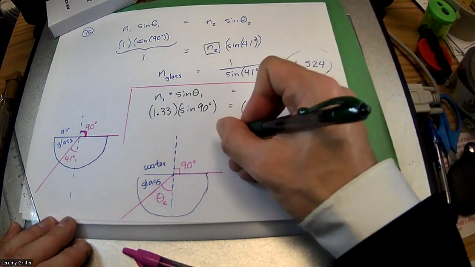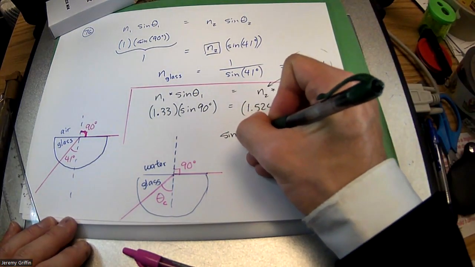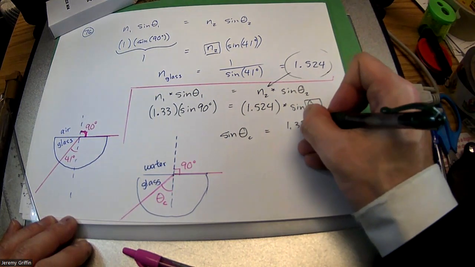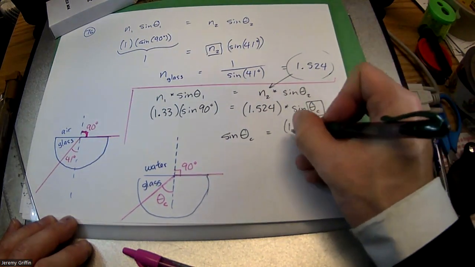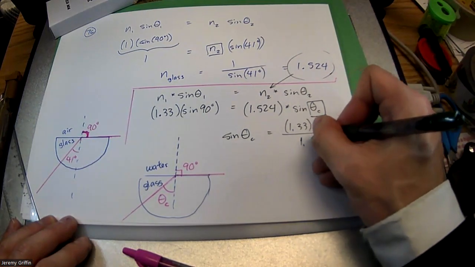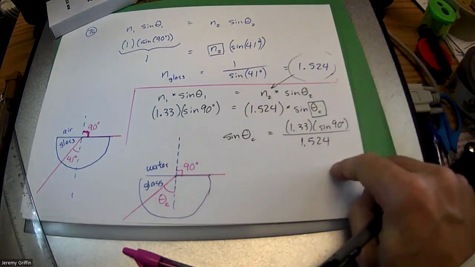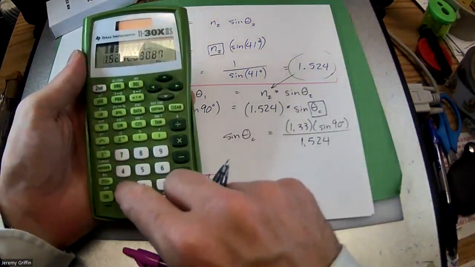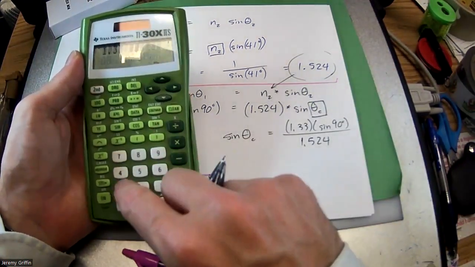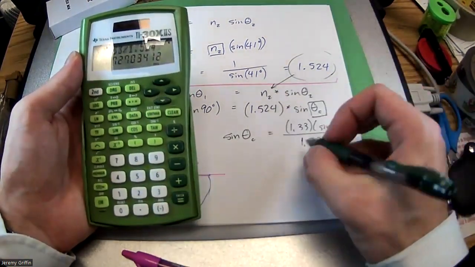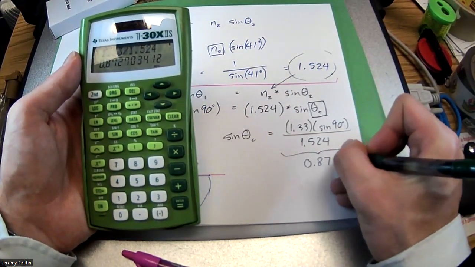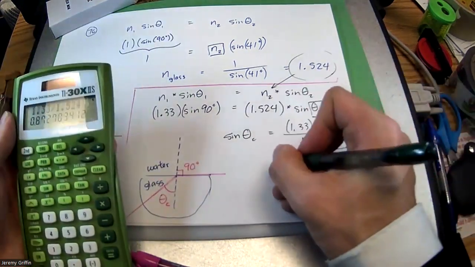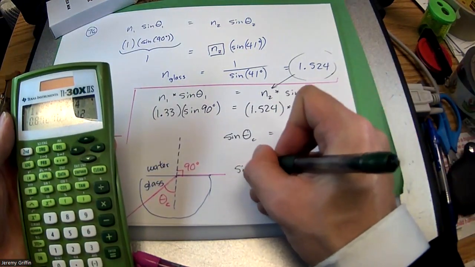So sine of the critical angle is equal to 1.33 times sine of 90 degrees. Sine of 90 degrees, of course, is just 1, all divided by 1.524. So what's this crazy step? 1.33 divided by 1.524. All this stuff comes out to be 0.8727. That's sine of the critical angle.